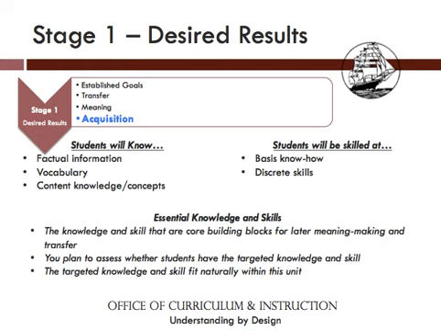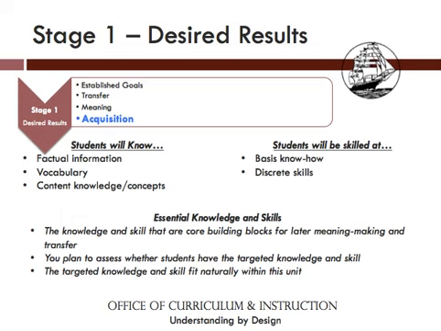So finally, just here before we deviate away from this slide, you can see a couple of key points at the bottom as well. The knowledge and skill that are the core building blocks for later meaning making get back to that idea of transfer that we just talked about, that diagram, the two arrows pointing back and forth between knowledge and skills. When you plan to assess whether students have the targeted knowledge and skill, you're planning deliberately. You're looking for a meaningful sense of understanding and not just a checklist of memorizing facts. What can they do with those facts that inform greater learning?